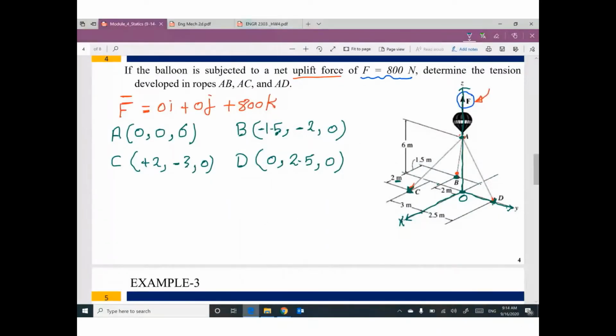Okay, so I am done with the first force F. We have a force AB.